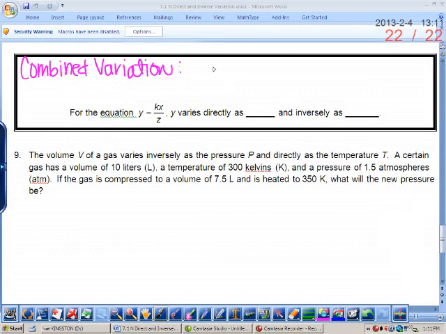Okay, and what combined variation means, as you might guess, is that y is going to vary both directly and inversely with two different variables. So combined variation includes both direct and inverse variation.